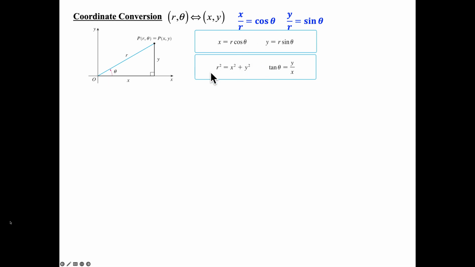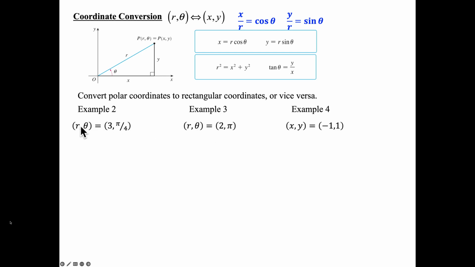And here's if I have r squared, theta and tangent theta, if I'm given r and theta, then I can go to x and y. Okay, so just be conscious of what you're given and where you want to go with it. So let's say I have r, theta is 3 comma pi over 4. We're going to turn this into rectangular form. I'm given r and I'm given theta. I need to find x and y.